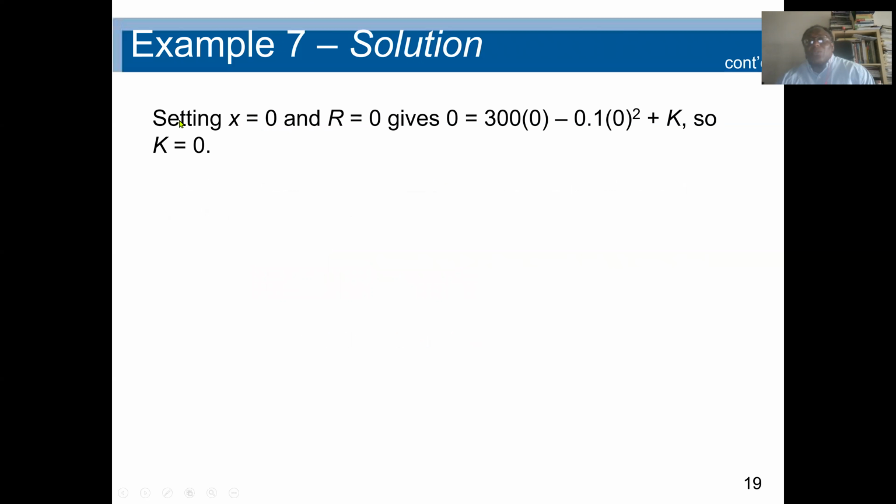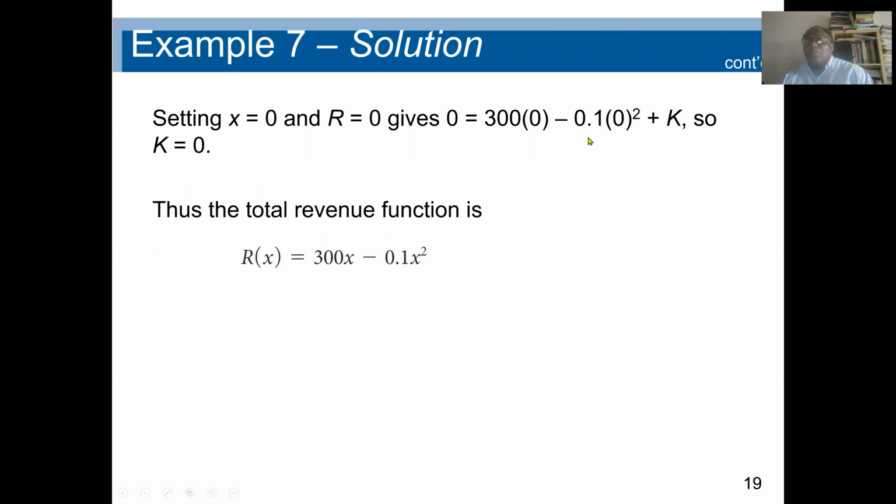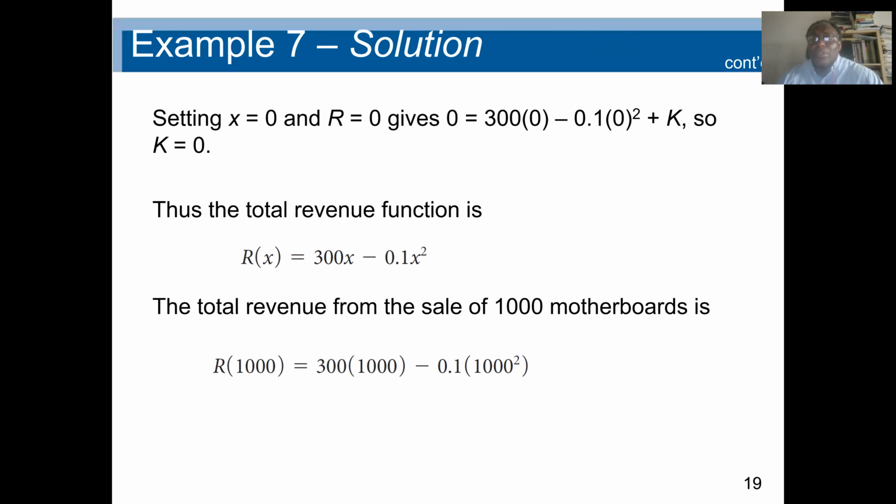Now here we said that we should set our x to 0, our R to 0, so we have 0 equal to 300 times 0 minus 0.1 times 0 squared plus k. If you solve the problem, we are going to get 0 here and 0 here, so the answer will be k equals 0. Now, the total revenue function is this. So we're going to get 300x minus 0.1x squared.